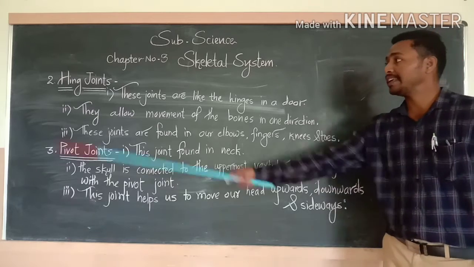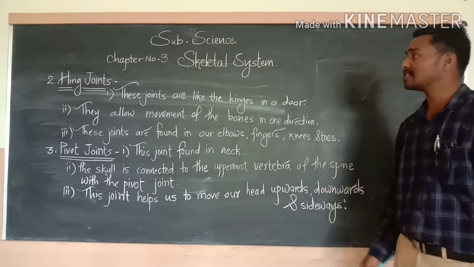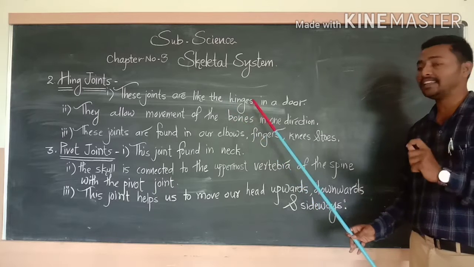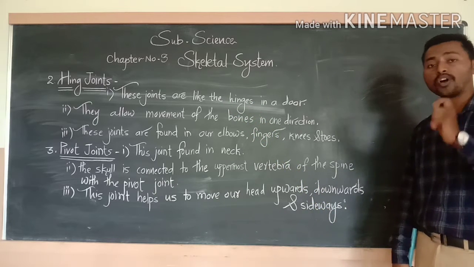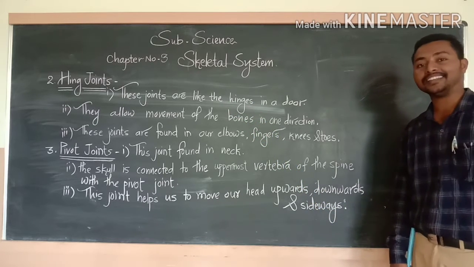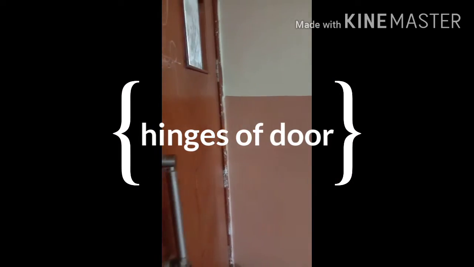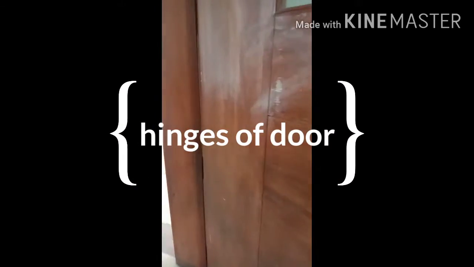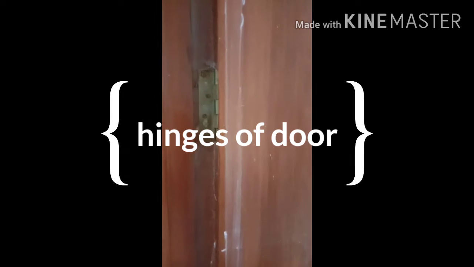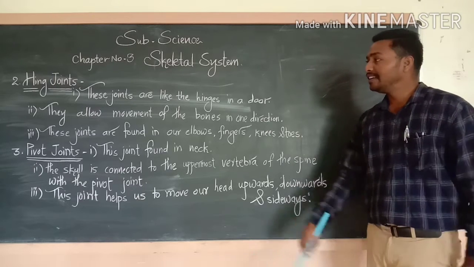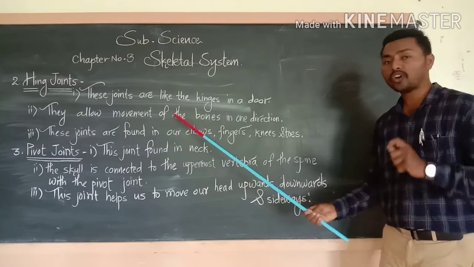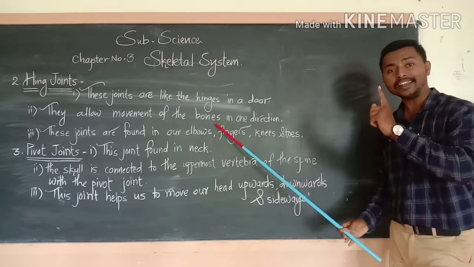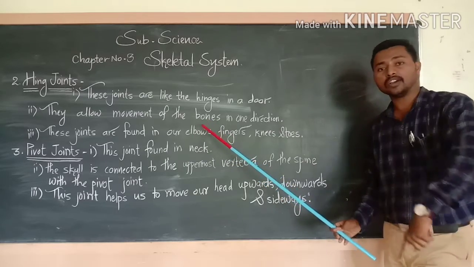Second point, hinge joints. These joints are like the hinges in a door. So let's watch the hinges of a door practically. This is a door. Observe this door carefully. This door is attached by hinges. Due to the presence of hinges, it moves in a forward as well as backward direction. Second point, they allow movement of the bones in only one direction, not 360 degree rotations.